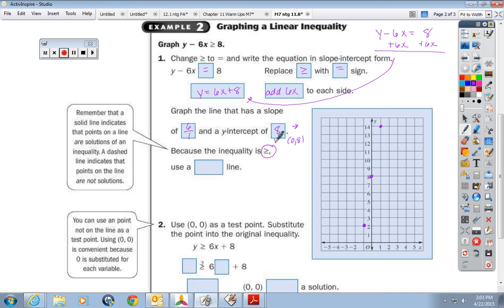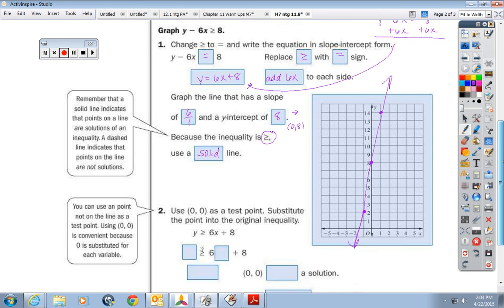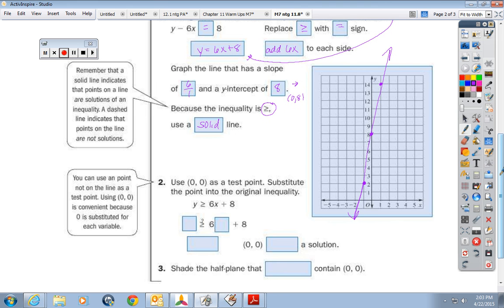Solid. So, I'm going to connect the dots using a solid line like this. Have I done anything different really so far from what we did yesterday? No. Now, I have to figure out, since this is an inequality, either everything on this side of the line is a solution, or everything on this side of the line is a solution.